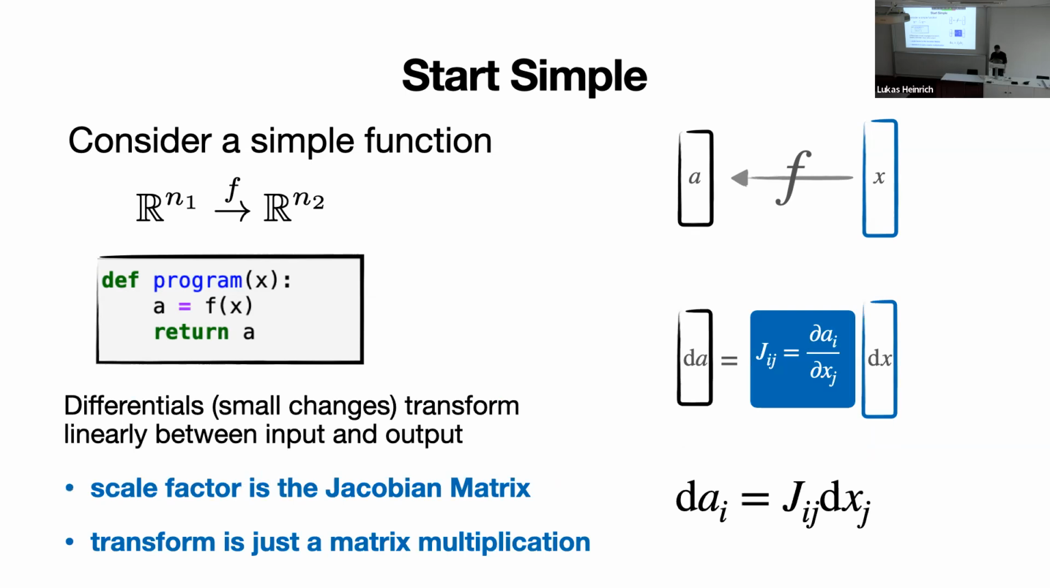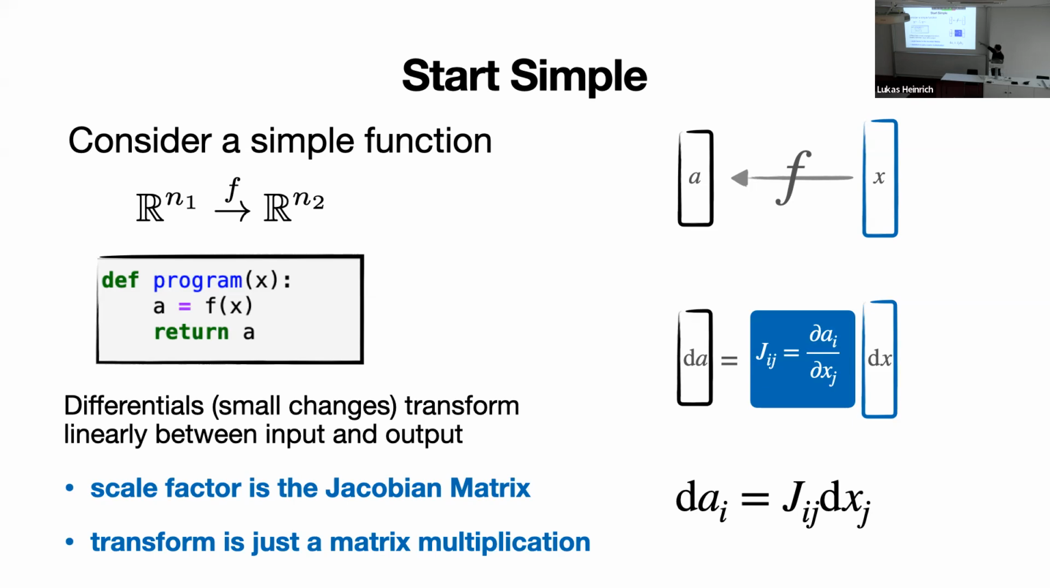Okay, so basically the differentials scale according to the Jacobian matrix, right? The Jacobian matrix contains all the partial derivatives for the different coordinates, so you have n1 input coordinates and n2 output coordinates, and then basically you have a matrix multiplication. The input differential, which is a vector of all the changes in the different coordinates, you multiply by the Jacobian matrix, and this gives you the total differential element for the output, right? That's just matrix multiplication.